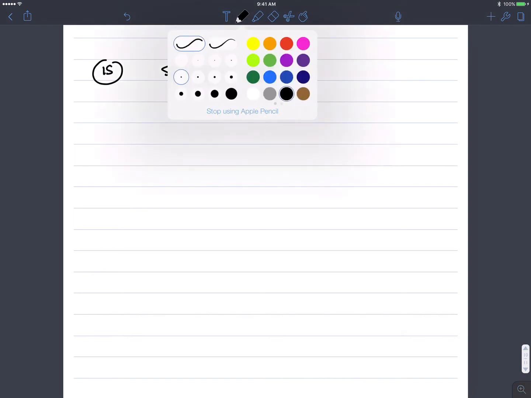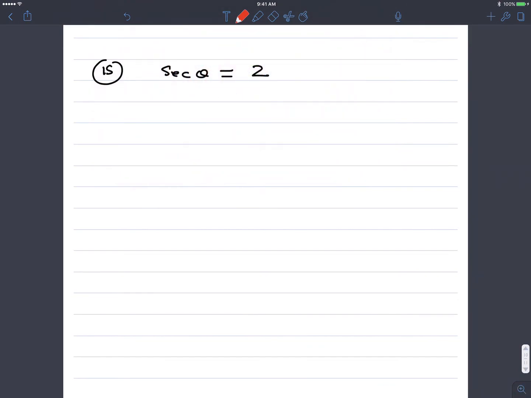Very similar. What do we replace secant with? 1 over cosine theta. And that'll be 1 over cosine theta is +2. And anybody know how to solve this? What does this mean? If 1 over cosine theta is 2 over 1, then what is cosine theta? How do I solve for cosine?